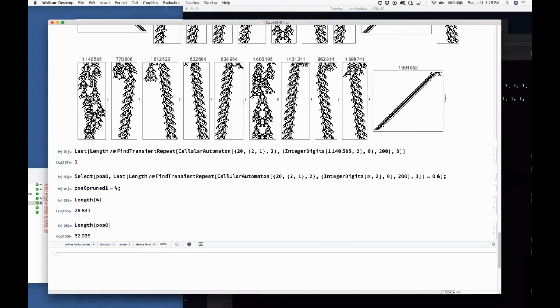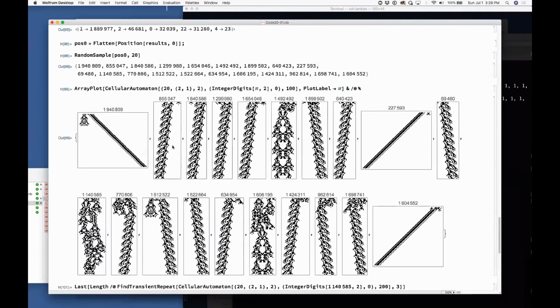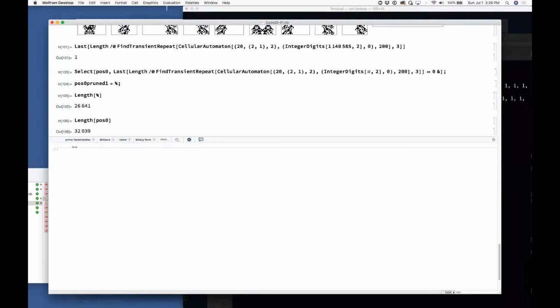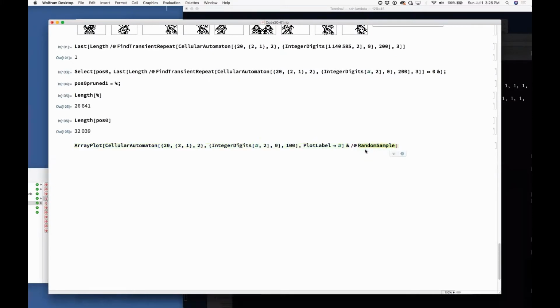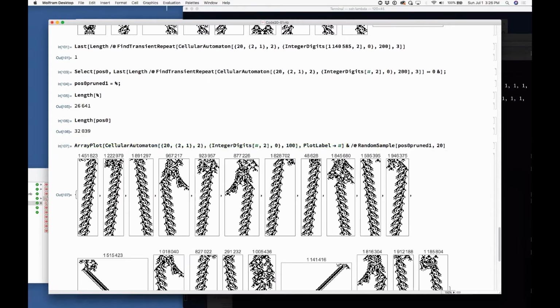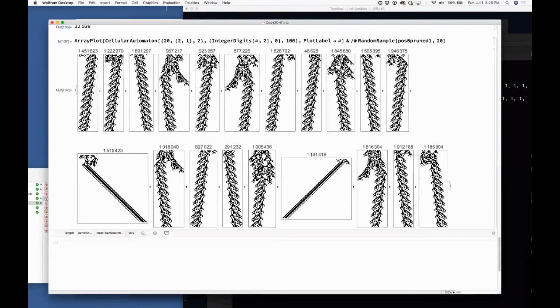Okay, so my guess is if we take the same thing that we did up here, a random sample of 20 of those, let's take a look. I think these are going to be pure gliders. I think there's going to be nothing else. So what we're looking for is this, okay, boring, right, they're all just gliders.